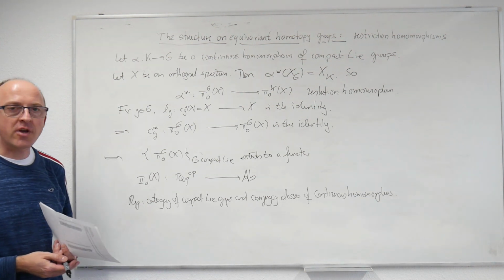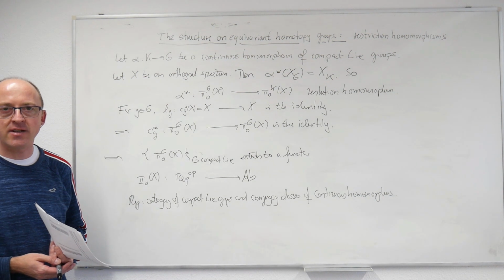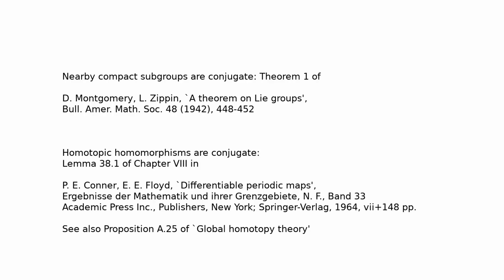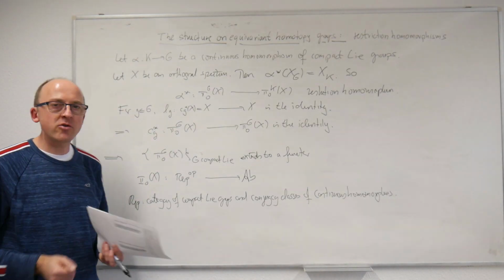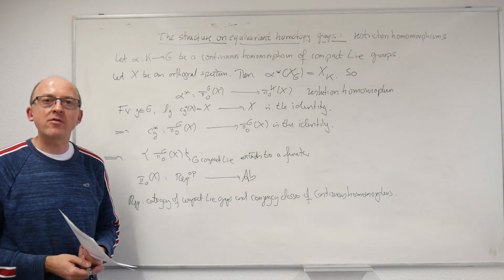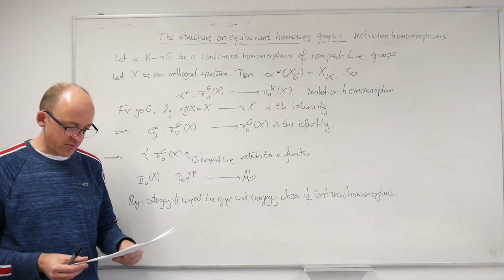Well, it turns out we don't have to require this because that's actually a consequence of a result that ultimately goes back to Montgomery and Zippin. So the original result, with the reference here, says that in a Lie group, typically non-compact, nearby compact subgroups are always conjugate. And then a consequence of that, for which I'll also give you two references here, is that in the realm of compact Lie groups, if you have two continuous homomorphisms that are homotopic through homomorphisms, then they're actually already conjugate. So that means I don't have to require that this is constant on homotopy classes of homomorphisms. It already follows from the conjugacy invariance. That's a useful thing to keep in mind.